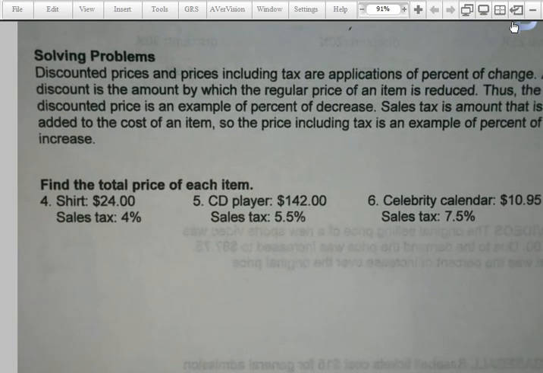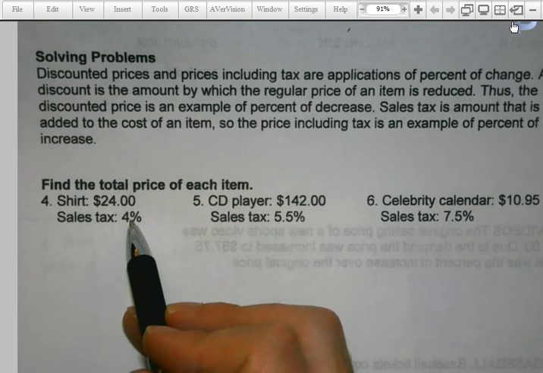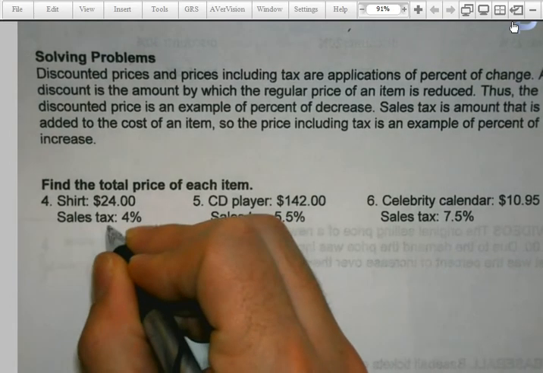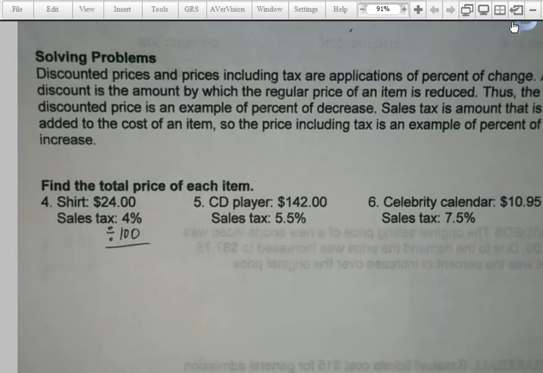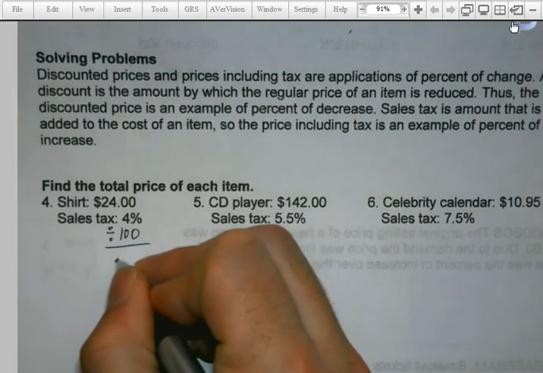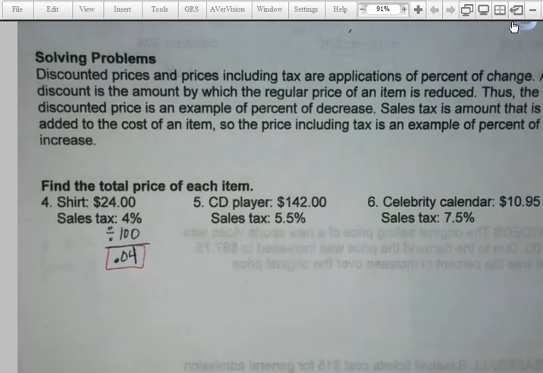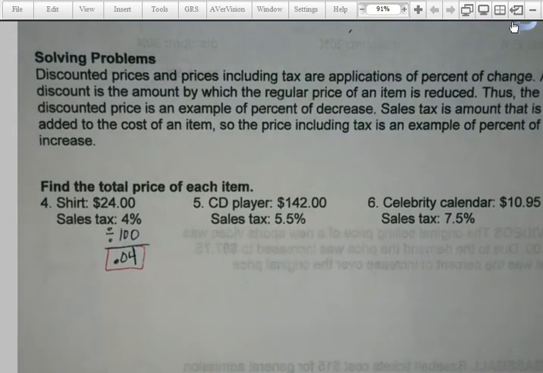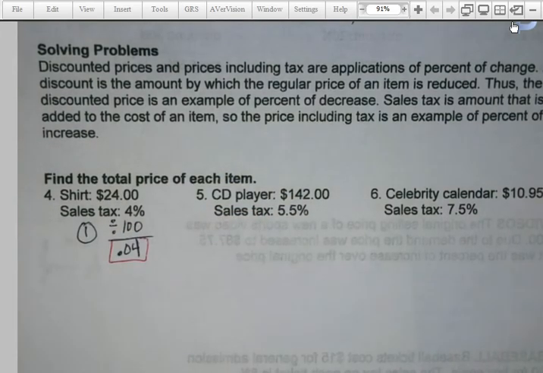Here's my options. I need to multiply the shirt times sales tax. So to get from this percentage to the decimal form that I need, I'm going to divide by 100. So if you do 4 divided by 100, you get 0.04. This is the number that I'm going to use to figure out how much my tax is. So my first step is always to take the sales tax and divide it by 100 to get my decimal, or you can move it 2 places to the left.